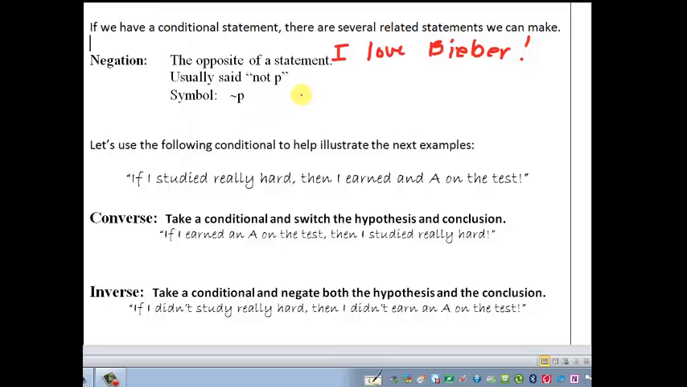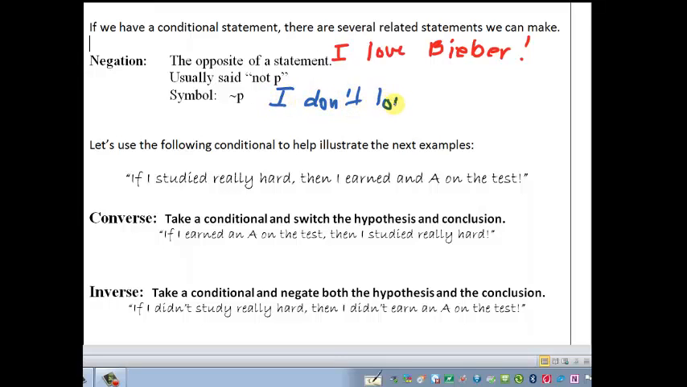So what would be the negation of I love Bieber? What's the direct opposite of that? I don't love Bieber. And you can argue whether hate is the opposite of love. Most people would not say that's the case, but I don't love Bieber is definitely the opposite of I love Bieber. So that's what we call a negation.